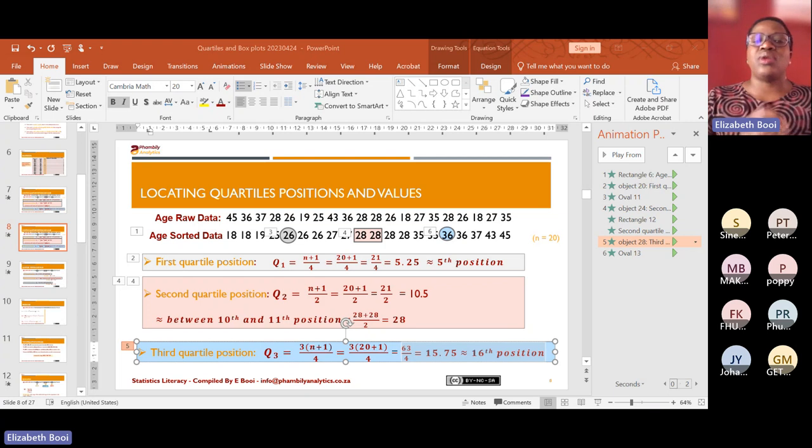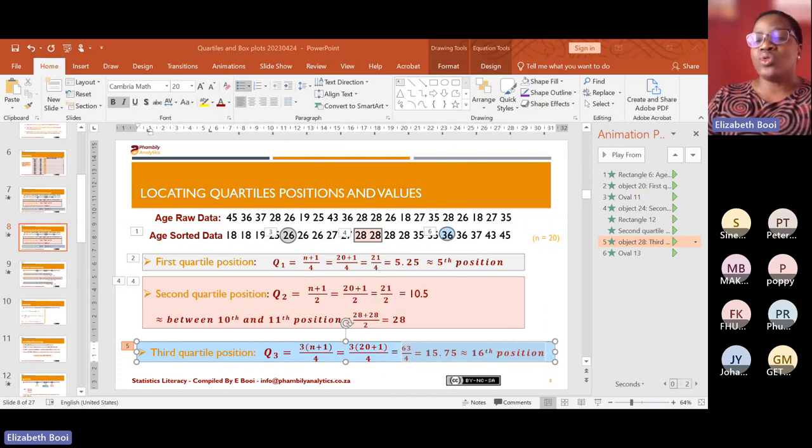When they ask you about the position, do not use the rounded off position. Use the value that you get as an answer, because that is where the position is at. When we go and locate the value, that's when we're rounding off. But sometimes they might be very tricky and give you the rounded off position. Usually, though, it will be the position, which is the value that you calculated using the formula.